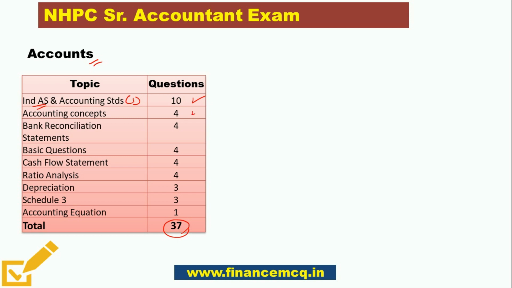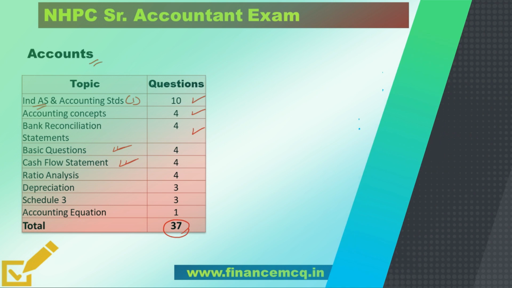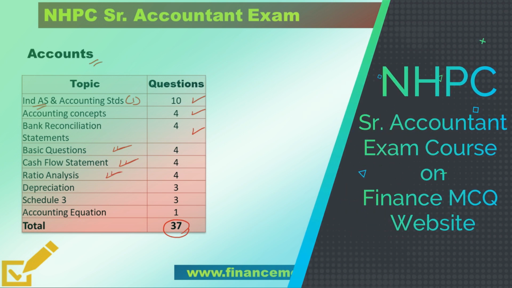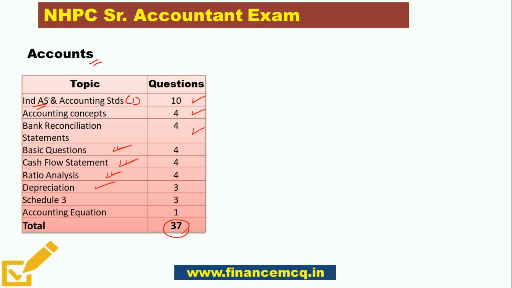Then 4 questions were from accounting concept, 4 questions from bank reconciliation statement, and 4 questions each from basic accounting questions, cash flow statement, and ratio analysis. Then 3 questions each were asked from depreciation and Schedule 3, and 1 question was from accounting equation. So like this, a total of 37 questions were asked from the accounts topic.